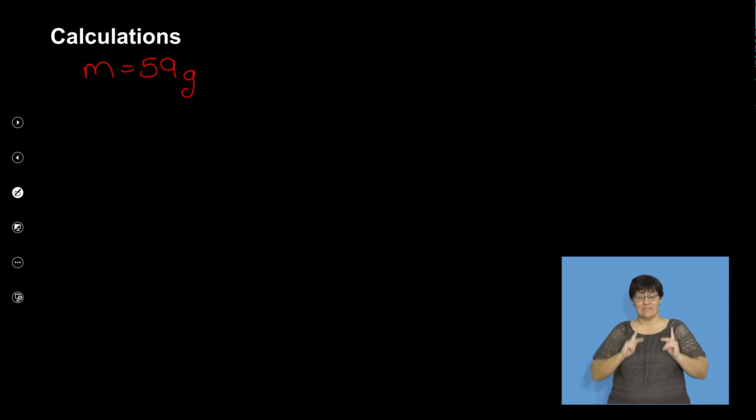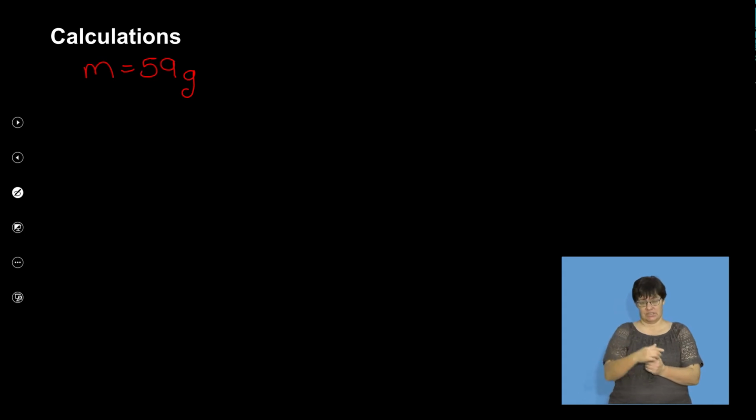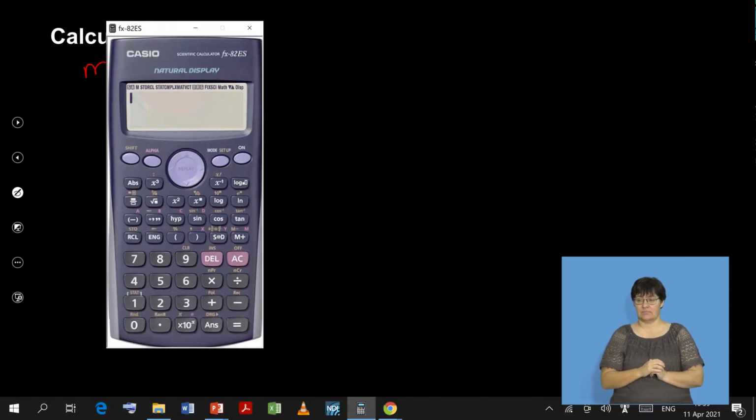So if we go back here, what we knew was the mass of my tennis ball was 59 grams. Remember, in physics, we can't work in grams. We have to work in kilograms. So I'm going to divide that by 1,000. And just in case, let's quickly do 59 divided by 1,000.